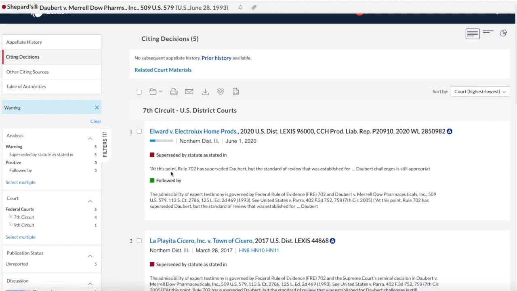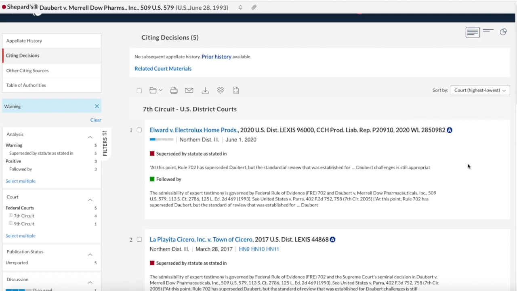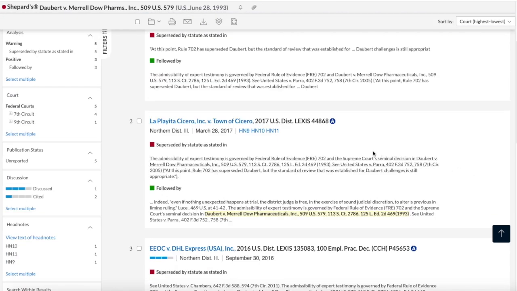So we see that. But then also, special to Shepard's is this "followed by" section. So you also see that it is still followed by. So if this is what you're interested in, then you could still use this case. What is superseded is the statute. As you go down, you can see that same kind of language. Here we have the superseded statute, but then we also have that the court still follows it here.